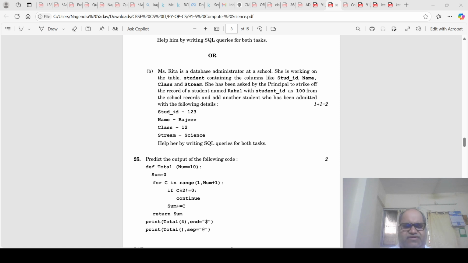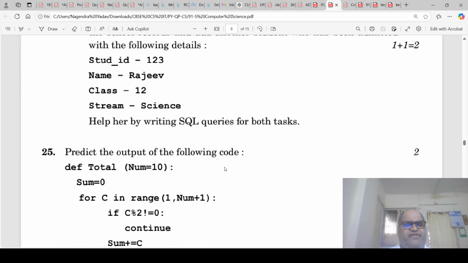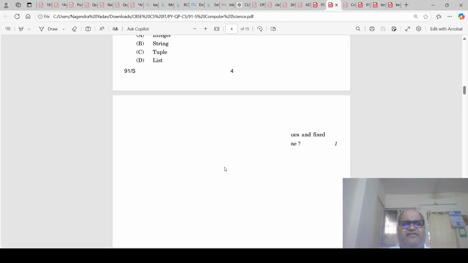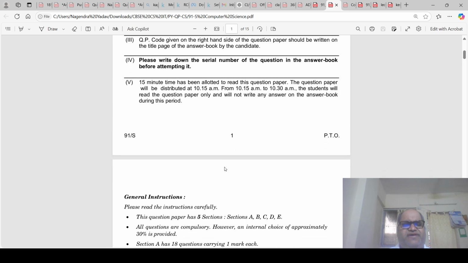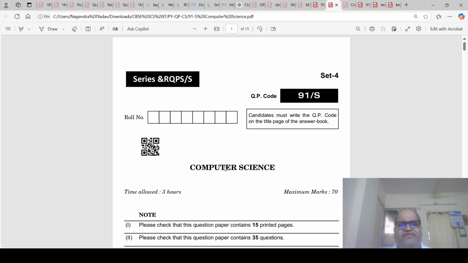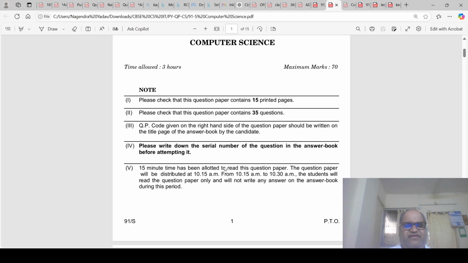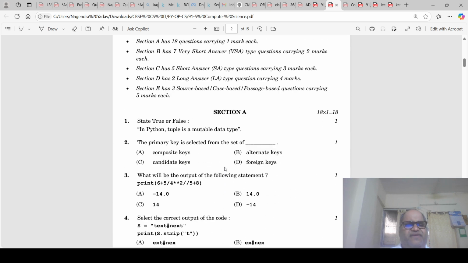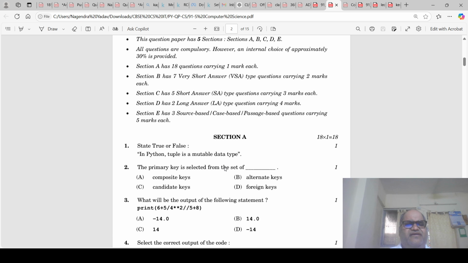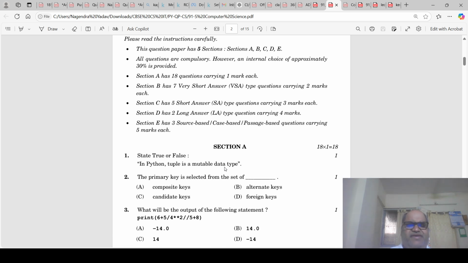So this is one of your last couple of years' question papers. Now there are 14, 15 pages, but we'll just quickly go through it. This is the supplementary one, so the question paper code with S is representing supplementary. Here, if you see in section A, there are 18 questions of 1 mark each. Section B, very short answer. C, short answer, 3 marks. D, long answers, 4 marks. And section E, which is case based or passage based, that contains 5 marks.